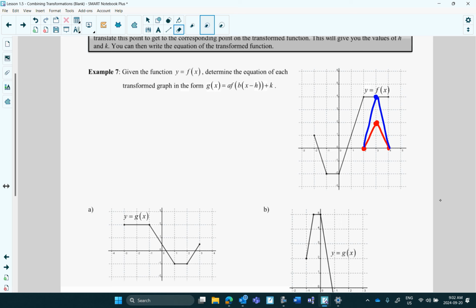A is 2. So the only thing you have to do in the transformation equation is put 2 in for A, and you don't even write B, H, or K. So this would be 2 F of X. That's it. So a lot of times you can get them from just looking at the graph and doing it mentally. Like if I gave you this one.